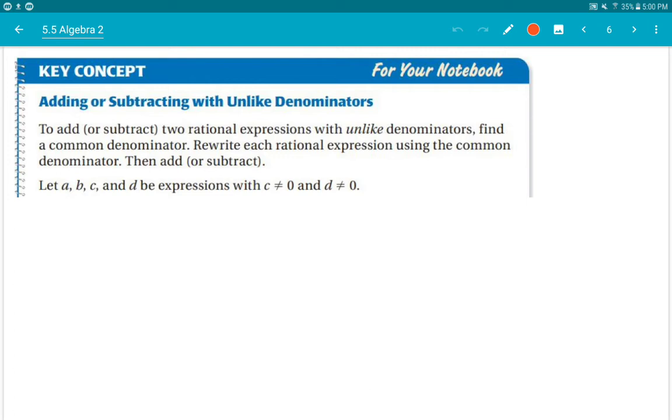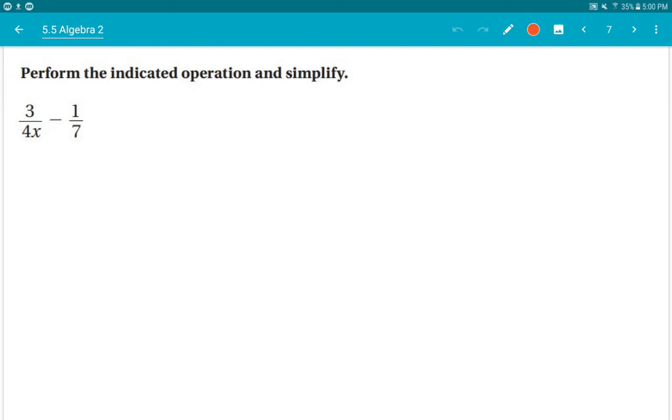Again, we covered how to get the common denominator if there isn't one with numbers, but now let's look at a case if we have to do it in terms of expressions. Okay, here we go. 3 over 4x minus 1 over 7.